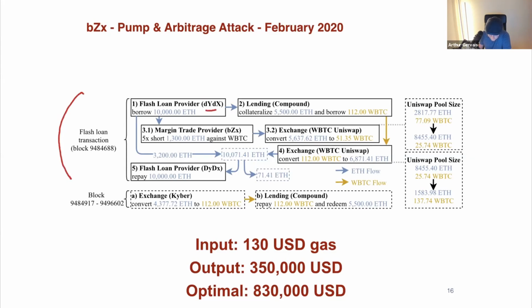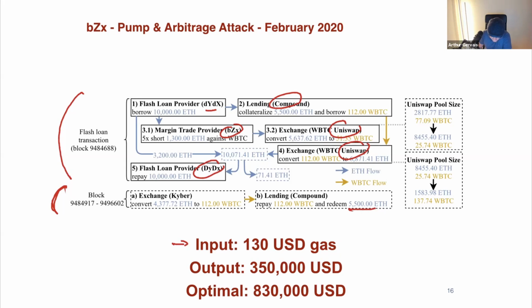So there's a flash loan provider. We interact with Compound, BZX, Uniswap twice, and at the end we pay back the flash loan. And there's a second stage of this attack where the adversary repays the debt to redeem Ether. But the only message I really want to give you here is that the input, so the gas price that needed to be paid upfront by the user, was $130.